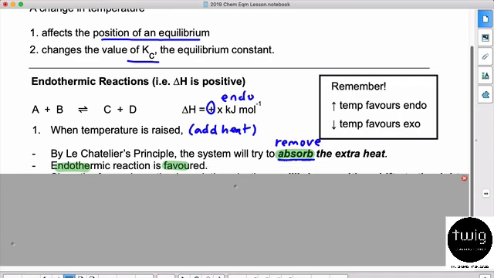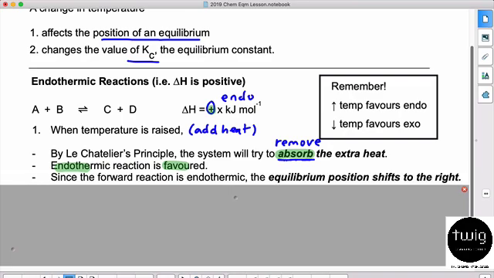So you want to absorb heat, you must favor endo. Then I look at the equation and ask myself, where is endo? Is endo the forward or backward reaction? Forward. So you must write down, since the forward reaction is endo. Look at it and say, where is the endo? Forward is endo, so please write forward reaction is endo. So the equilibrium position; sometimes the short form is position or equilibrium.